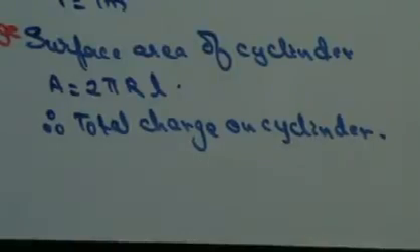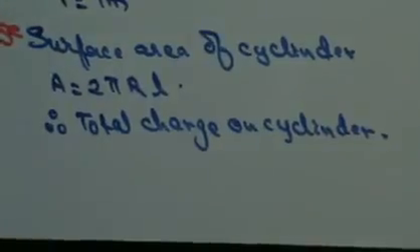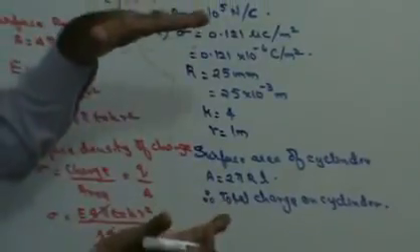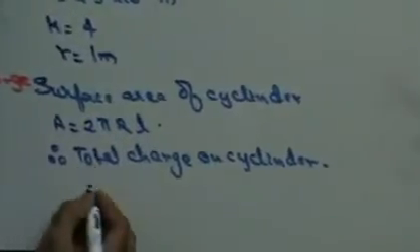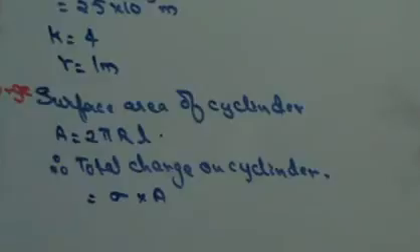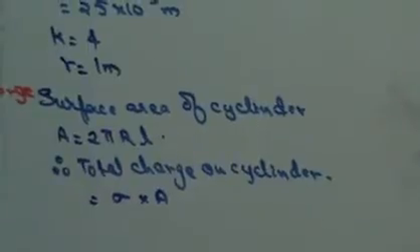Now, I cannot consider the total surface area. Gauss's theorem says that lines of force pass perpendicular to the curved surface area. They cannot pass through the upper and the lower circle, right? Now, the total charge on the cylinder is going to be charge density into area, right? If this is the total charge of the cylinder, in that case, what will be the charge per unit length?